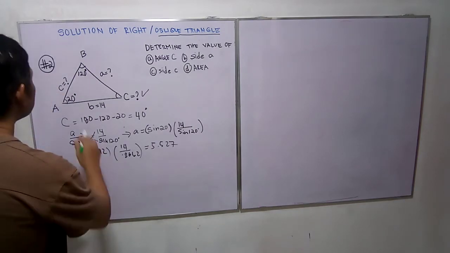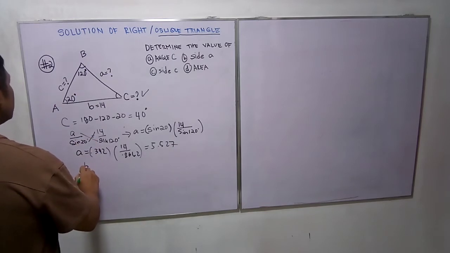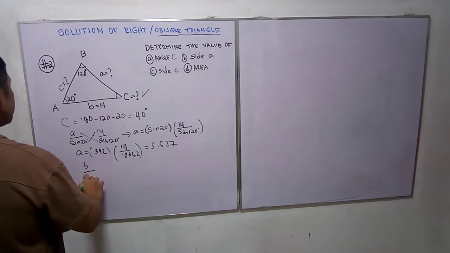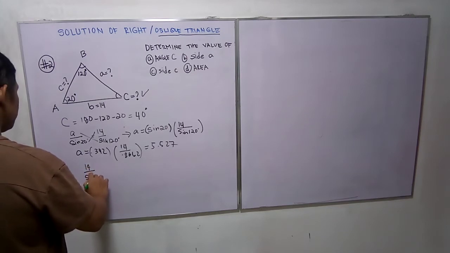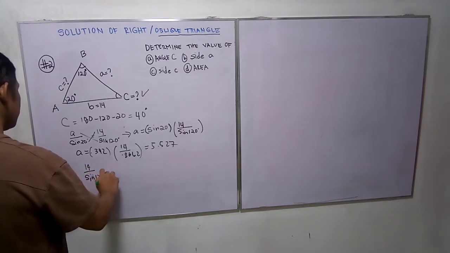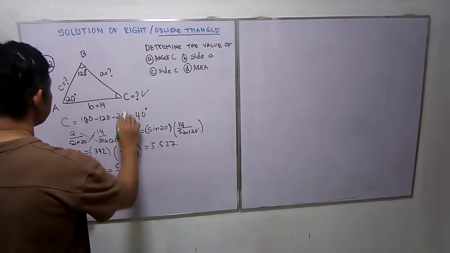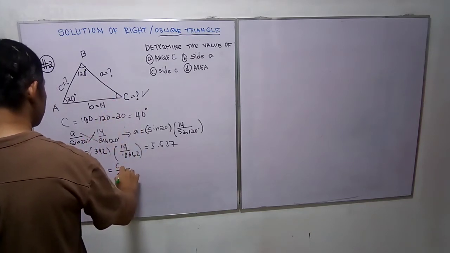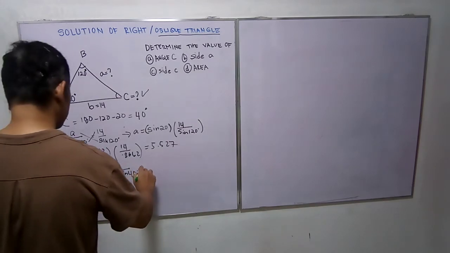Pwede na natin kunin yung C sa pamamagitan ng sine law ulit. Therefore, makuha natin C, B over sine, B is 14, B over sine of 120 degrees equivalent to C, yung hinahanap, over, kasi meron ng C, sine of 40 degrees. Therefore, by cross multiplication, mapapalabas natin yung C.